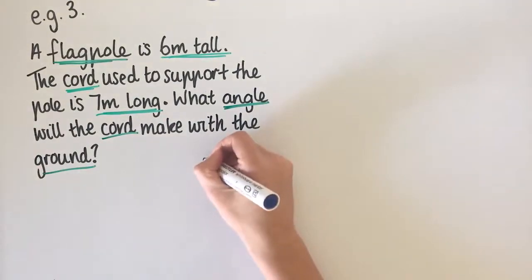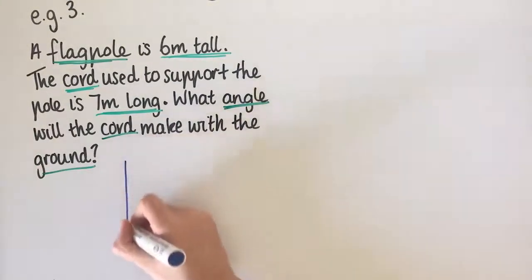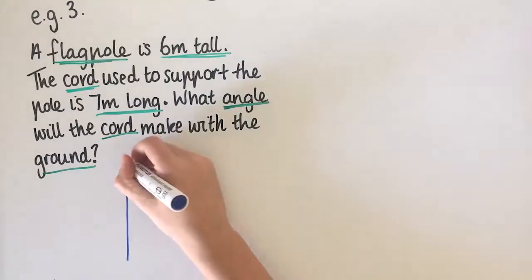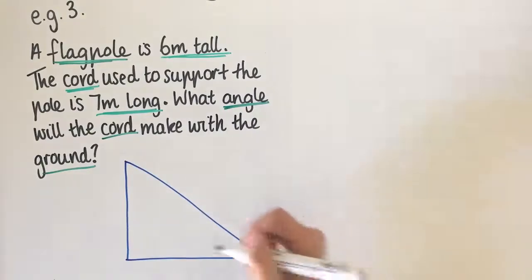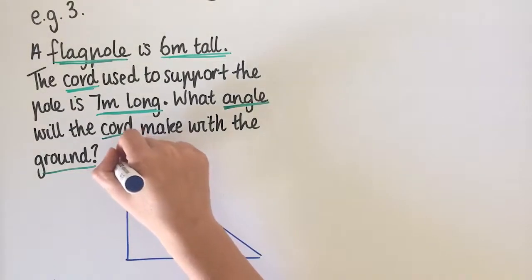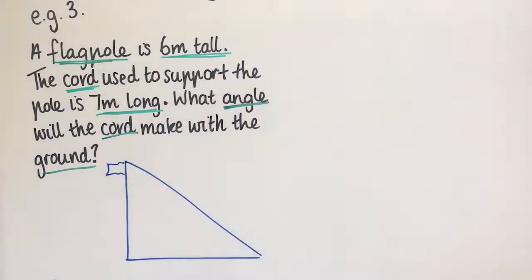So I'm going to draw a flagpole here, and I'm going to draw its cord, and I'm going to draw the ground. Okay, so if this is the flagpole here, you can see this is our beautiful flag blowing in the wind.